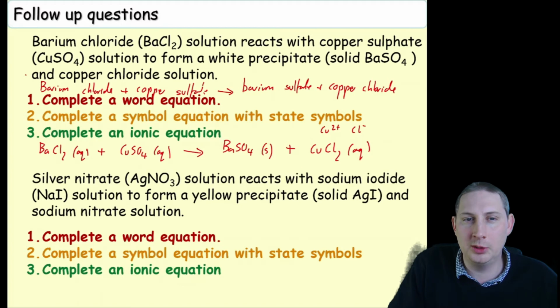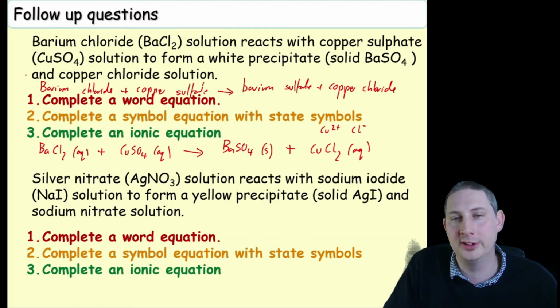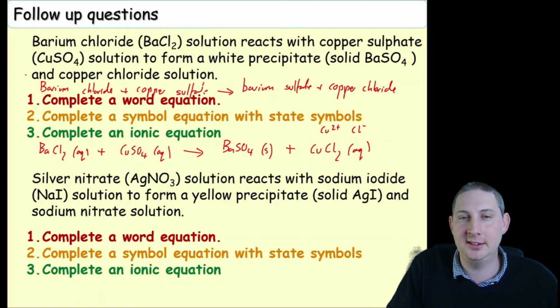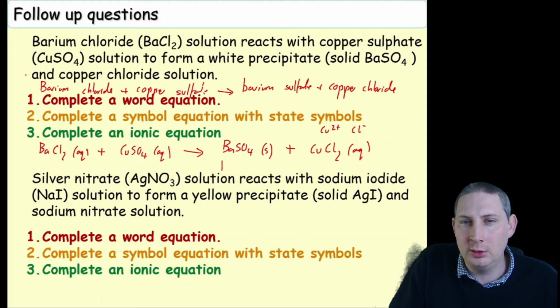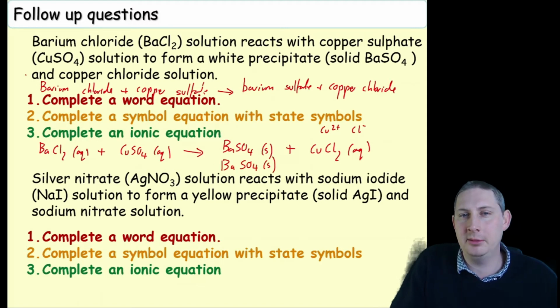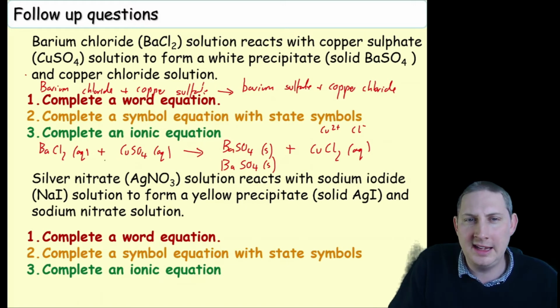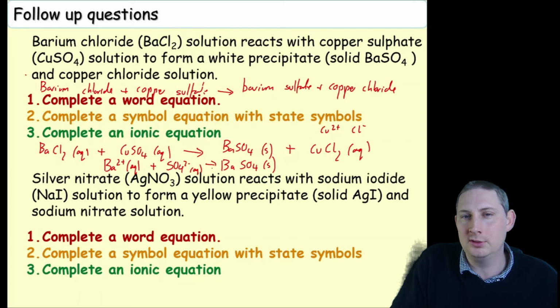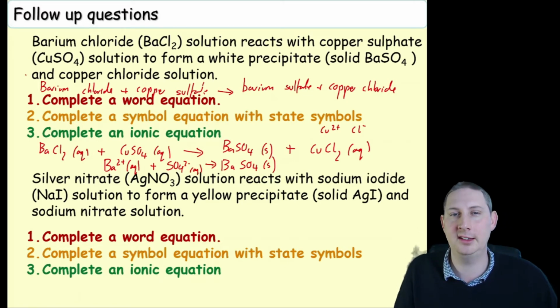Is it balanced? 1 barium, 2 chlorines, 2 chlorines, 1 copper, 1 sulfate, 1 sulfate. Yes, it is. So now to write the ionic equation, well, we just start with the precipitate, barium sulfate. What goes into making that? Barium 2 plus, barium is in group 2, it's always going to be 2 plus, and SO4 2 minus, forming barium sulfate.